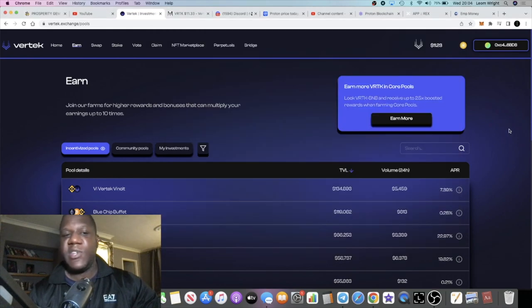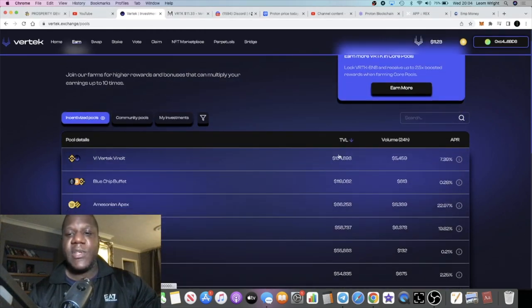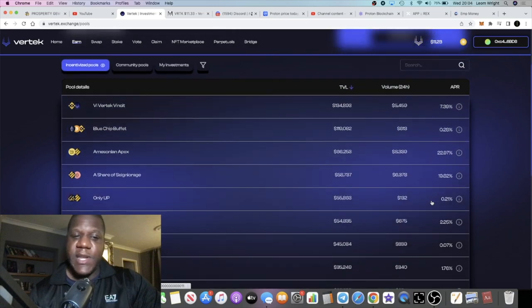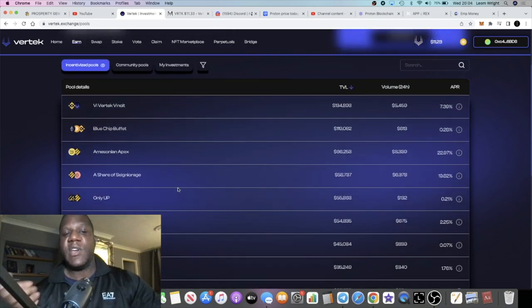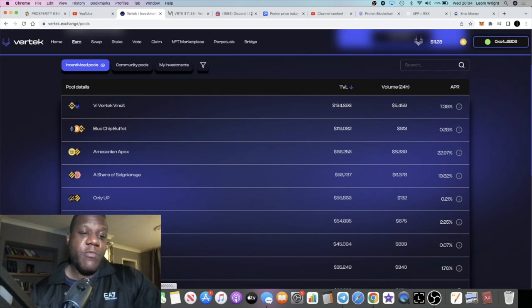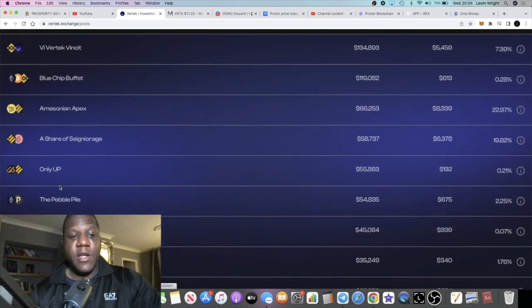Okay, guys, so the emissions are going to start at some point. Now, this is not going to have super degen APRs. It is looking to be a sustainable project. So you're not going to see 5,000% APRs, but you can see some 22% APRs. And of course, they're going to have some of their native tokens and also tokens that you're familiar with in other projects, like Only Up.